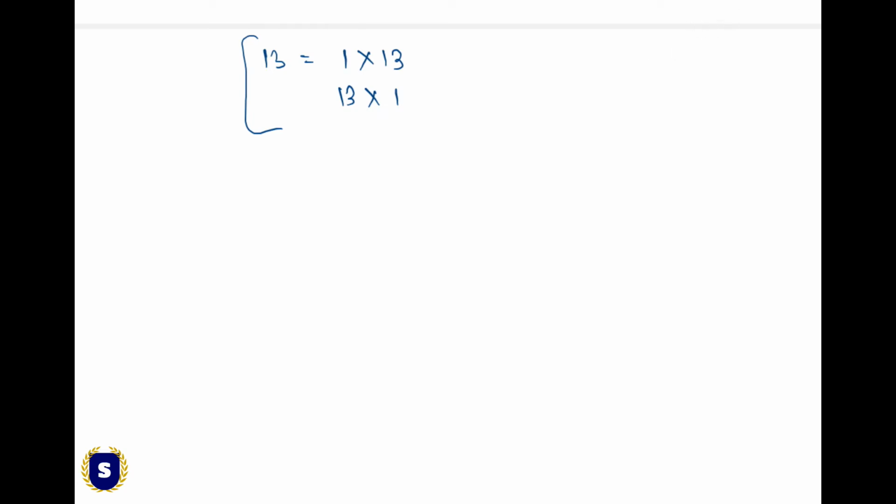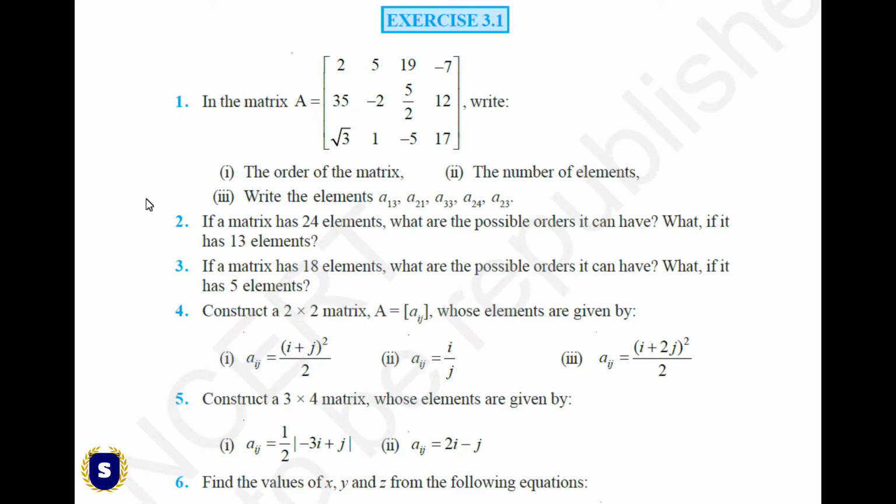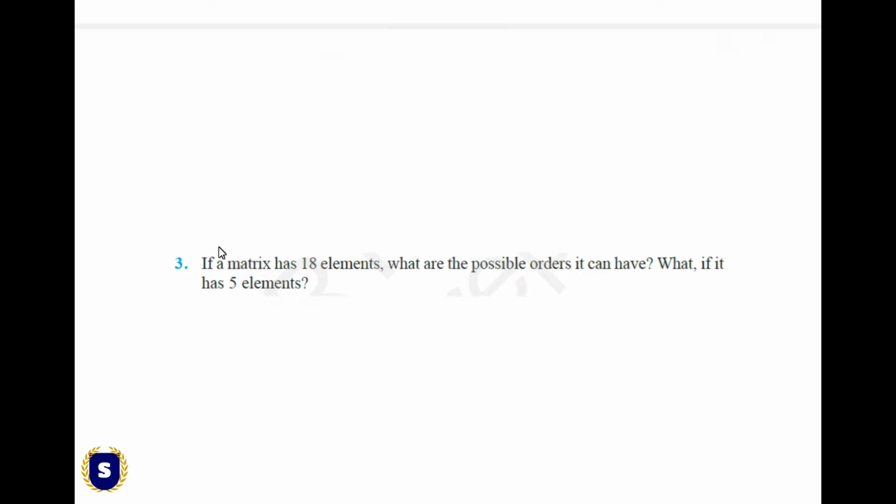Let us do the next question. It is the same question, similar question basically. If a matrix has 80 elements, what are the possible orders it can have, and what if it has 5 elements? Okay.